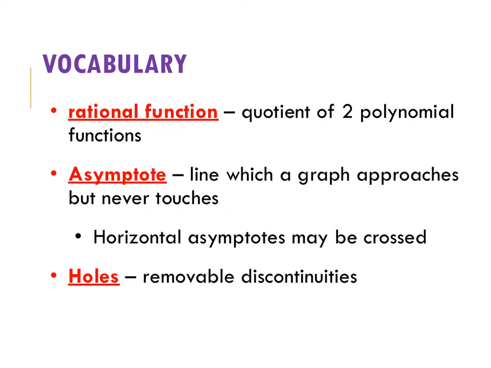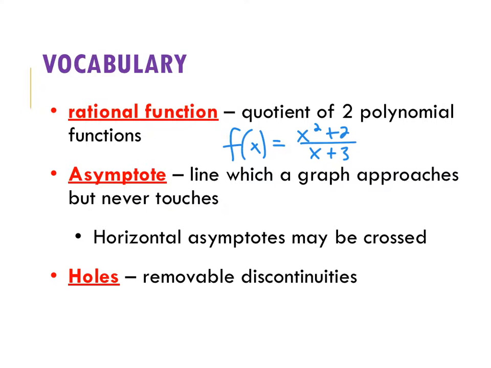A rational function is a quotient, aka division, of two polynomial functions. For example, f of x equals x squared plus 2 all over x plus 3 would be considered a rational function because it's a quotient of two polynomials.